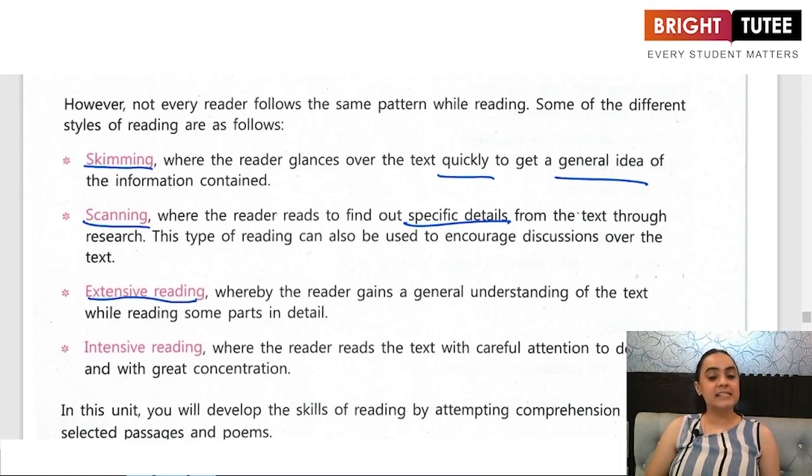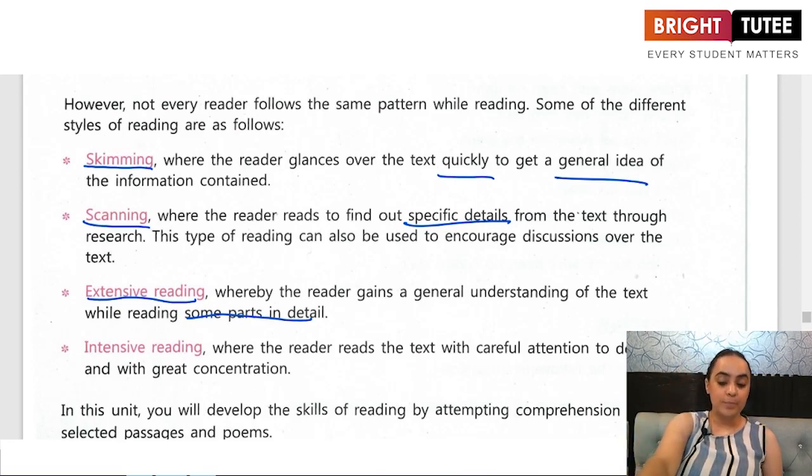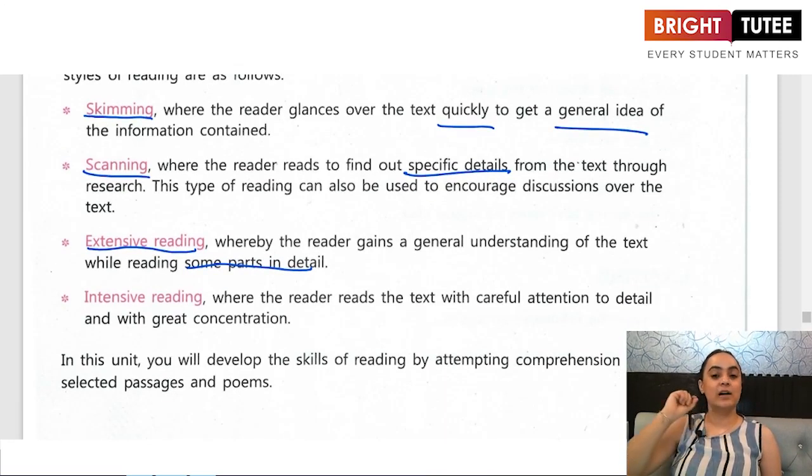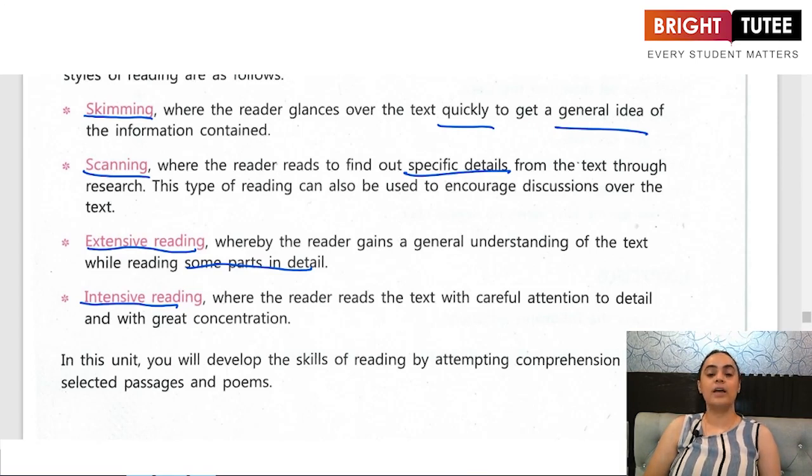Then comes extensive reading. Extensive reading means going through some part of the passage in detail and ignoring the others. And then at the end, what is most important and takes the maximum time is intensive reading, wherein you are reading the text very carefully, going through every detail, devoting your entire concentration on it. This is how and why we go for intensive reading.